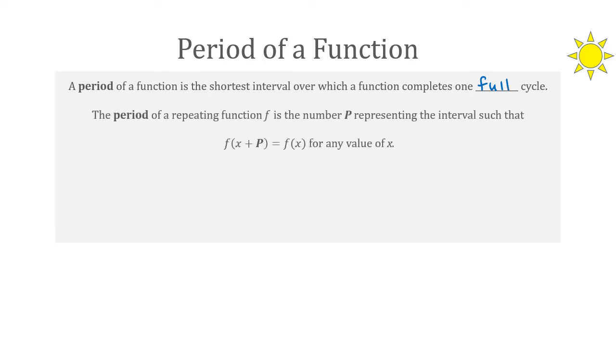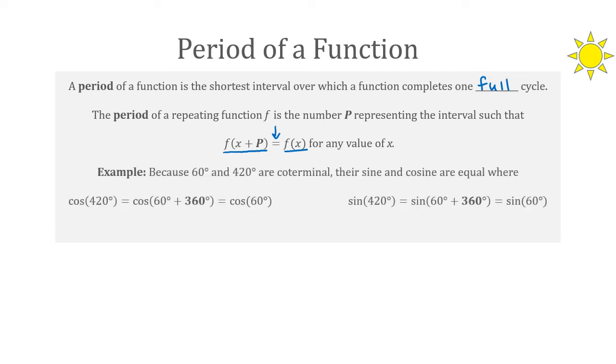Now, to get more specific, we would say that the period of a function f is the number p representing the interval such that f of the quantity x plus p is equal to f of x for any value of x. So if the output of f of the quantity x plus p is equal to the output of f of x, so they are equal, then whatever that p value is, that is what we call the period.